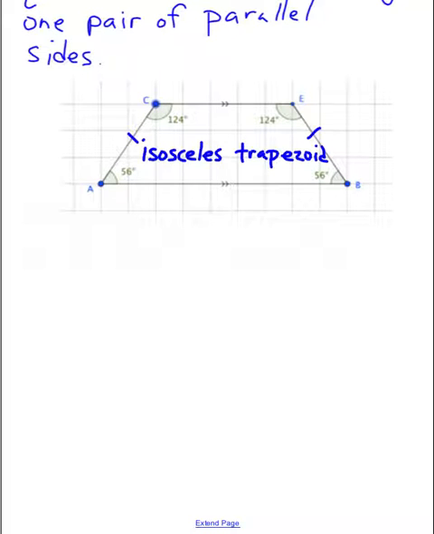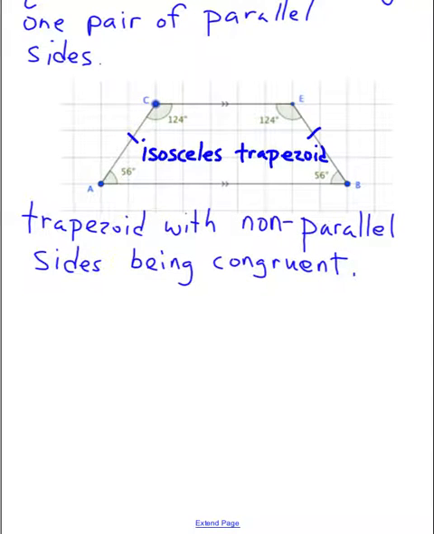I'm not going to make you define things this way. What you are going to have to do is answer always, sometimes, never questions. So you have to know the technical aspects of these definitions. But I would be hard pressed to argue with Caroline's definition here. The way it's formally defined is a trapezoid with non-parallel sides being congruent. The two non-parallel sides are congruent.